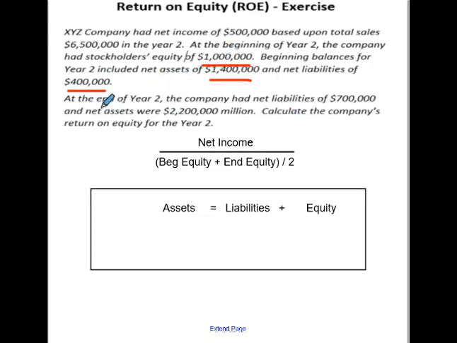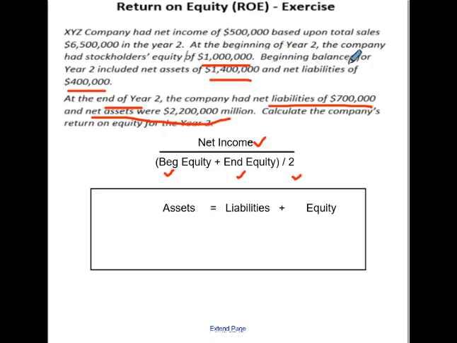At the end of year 2, the company had net liabilities of $700,000 and net assets of $2,200,000. Now we're being asked to calculate the company's return on equity. If we take a look at the formula for return on equity, it's our net income, the bottom line on the income statement, divided by our average equity, which is our beginning equity plus ending equity, divided by 2. But you'll notice here, according to the story problem, I don't have all the information I need.